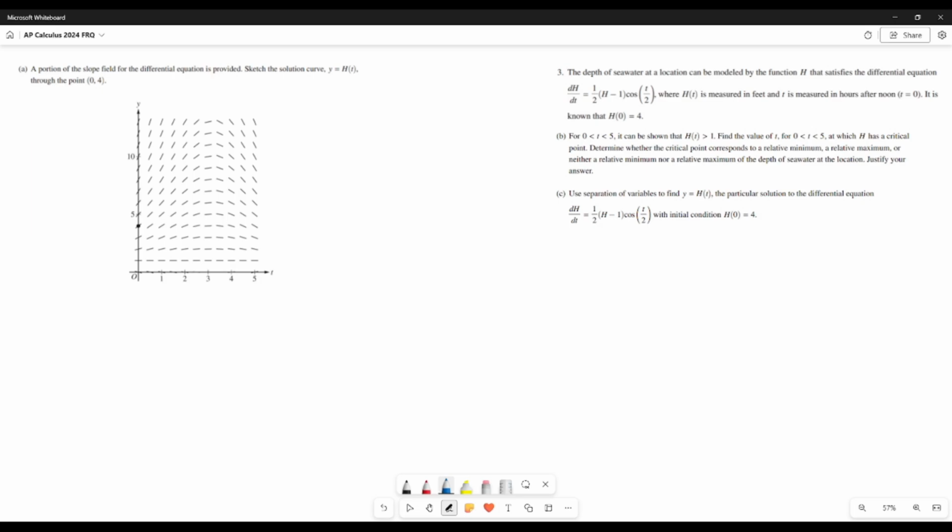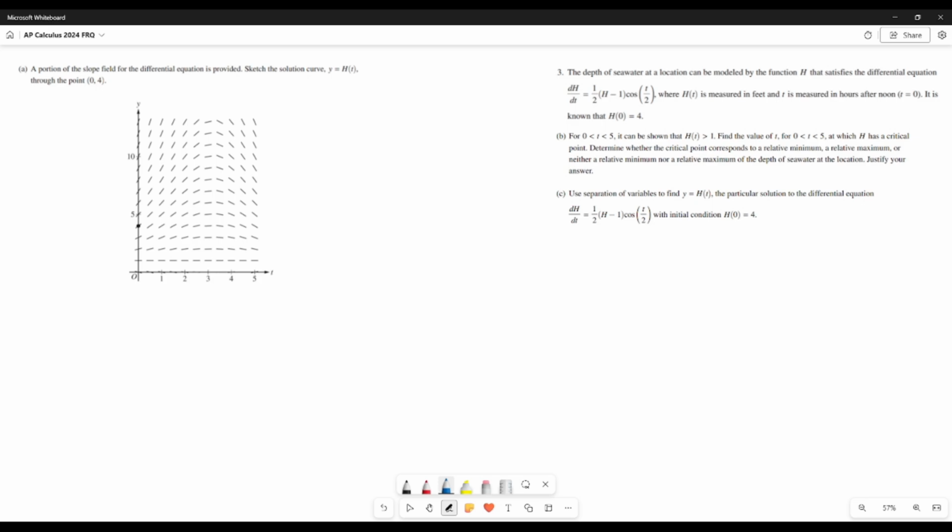Today we are going to be working on question 3 for the 2024 AP Calculus BC exam, so let's go ahead and jump right into it. Question 3 says, the depth of seawater at a location can be modeled by the function h that satisfies the differential equation dh/dt equals 1/2 of (h minus 1) times the cosine of t over 2, where h of t is measured in feet and t is measured in hours after noon, t equals 0. It is known that h of 0 equals 4.